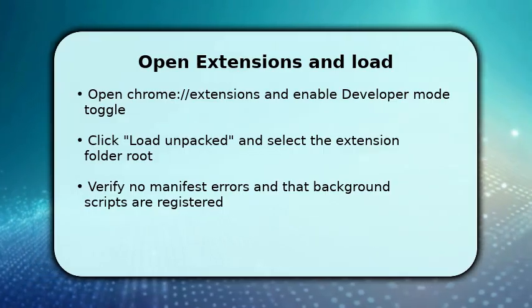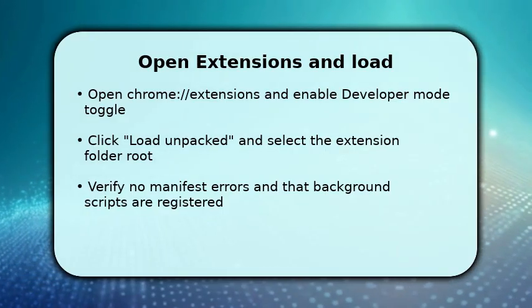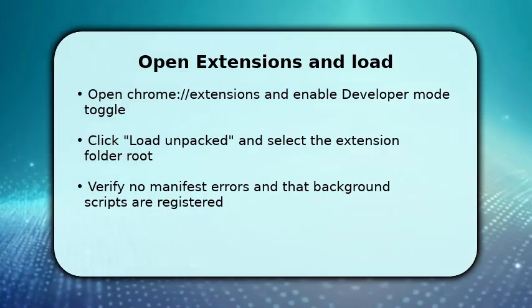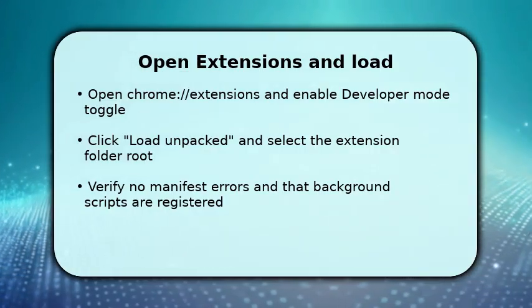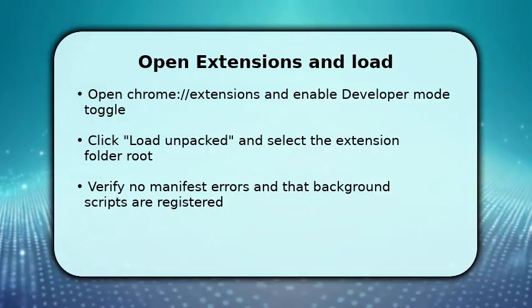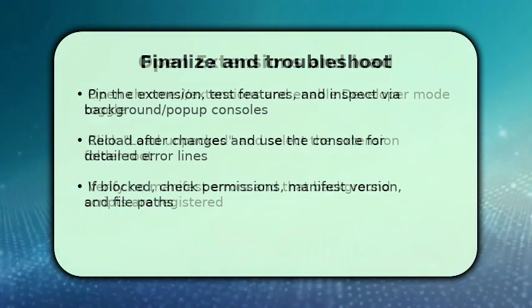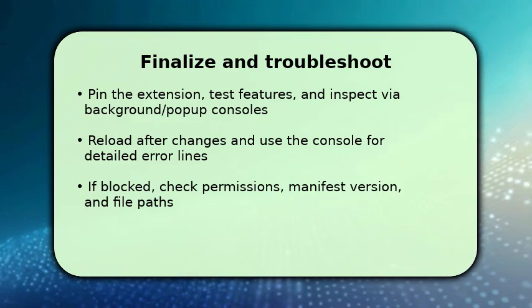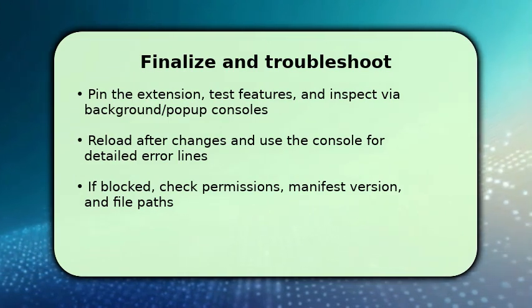Once selected, watch for immediate errors. Chrome displays errors about the manifest or missing files. They tell you what to fix. If the extension has a background script, make sure it appears as running in the Details pane, and check the console for runtime messages. Finish by pinning and testing the extension's UI and features. Click through actions and confirm expected behavior.